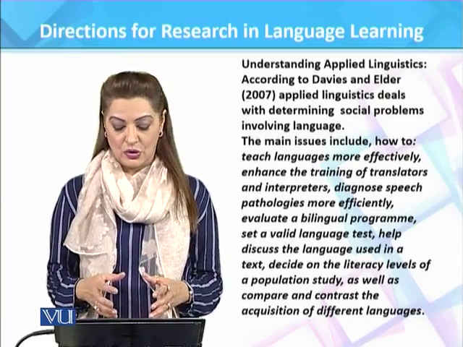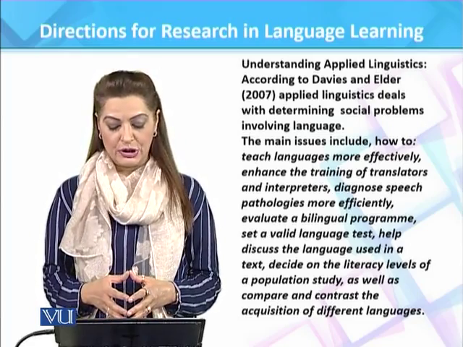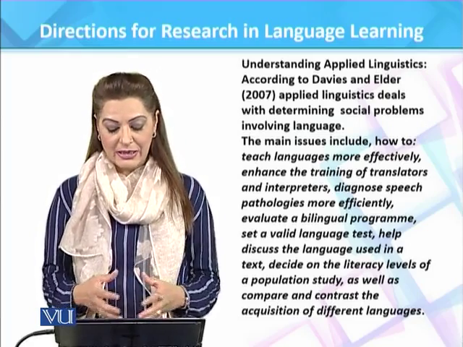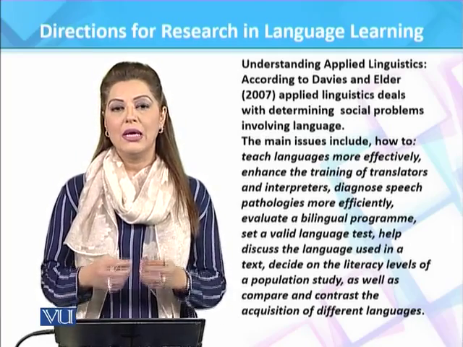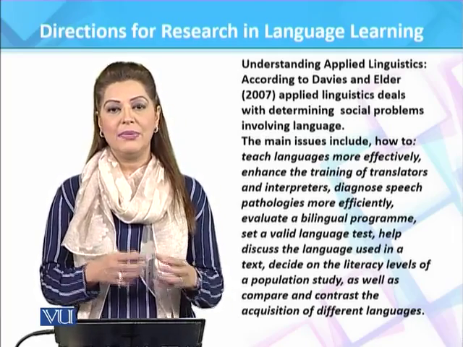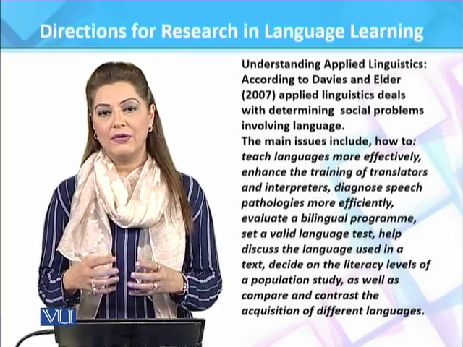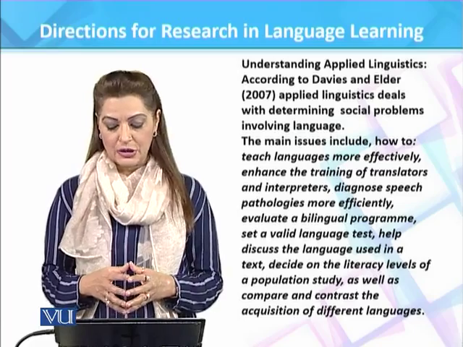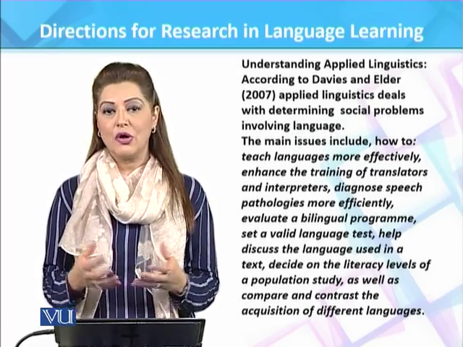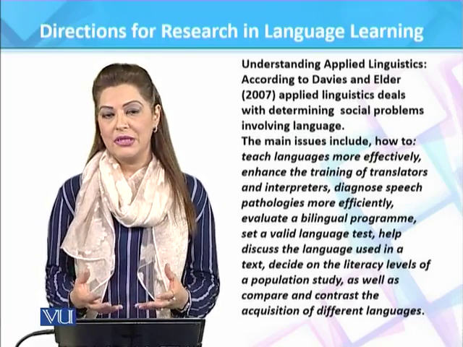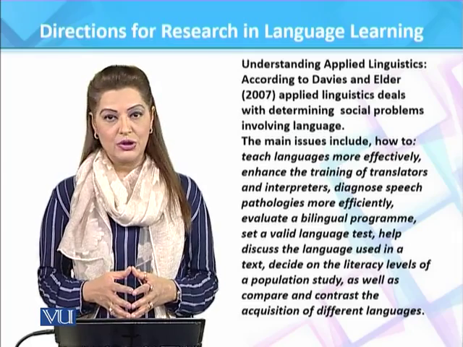That is where text discourse comes in, and decide on the literacy level of a population, as well as compare and contrast the acquisition of different languages. So literacy level means how certain languages enable their speakers to achieve the required level of proficiency. So when we look at these areas, it almost covers all the social problems that are related to language production or any language expression.